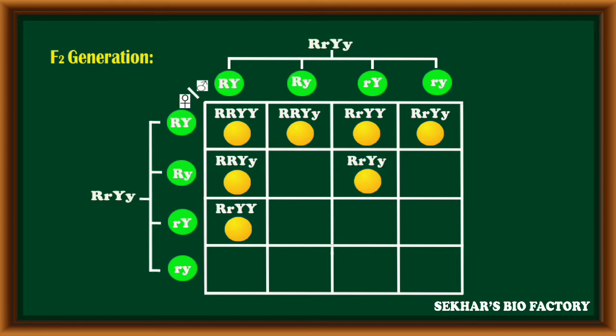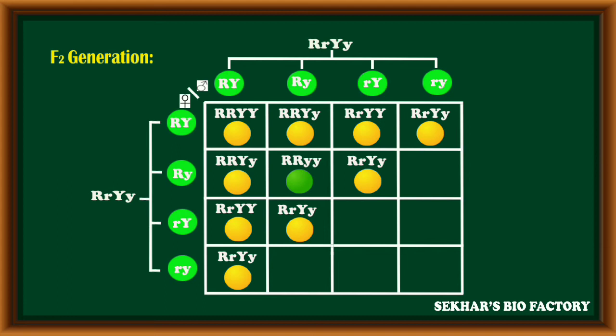Next combinations are also round yellow. In this way, in this dihybrid cross, a total of 9 plants are produced with the round yellow character. These are the combinations that show the round yellow character. The next combination is capital R, small y.